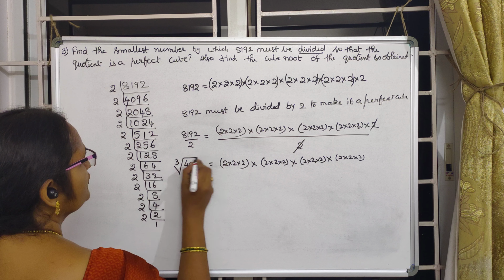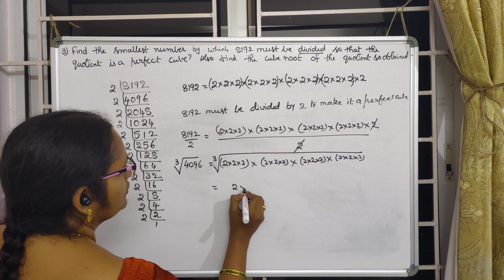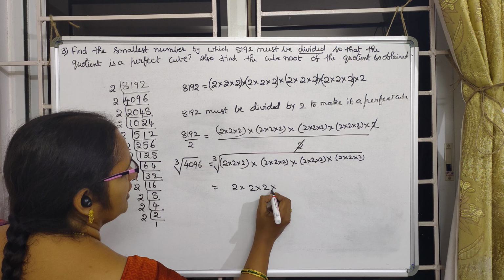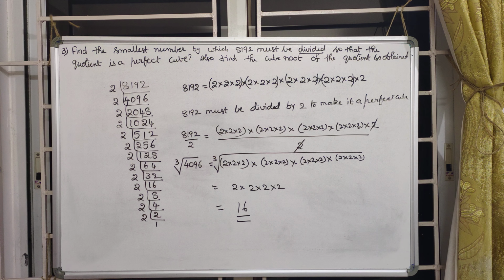Cube root of 4096 equals cube root of this, which gives you 2 times 2 times 2 times 2, which gives you 16. Clear? Thank you.